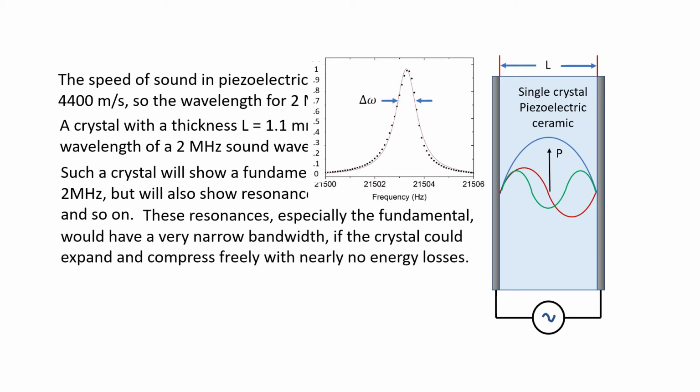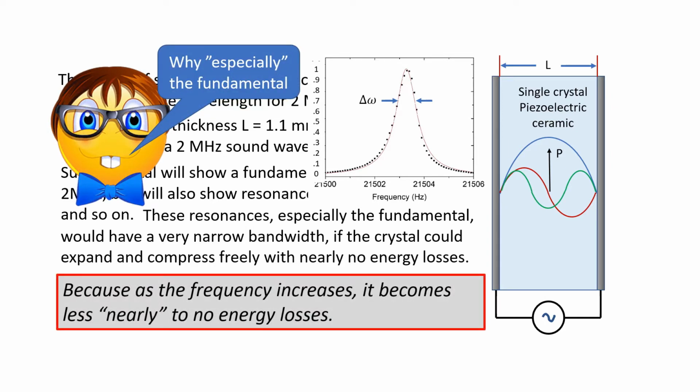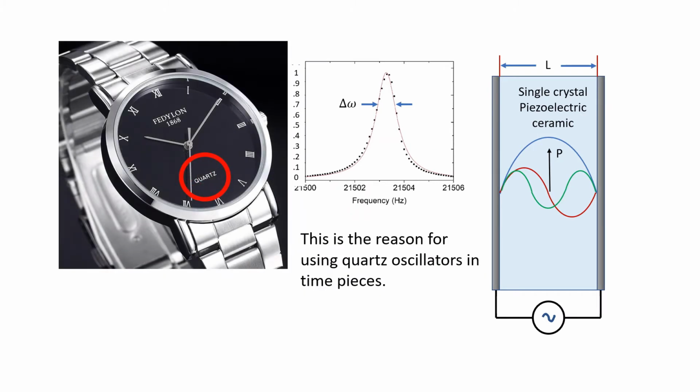These resonances, especially the fundamental, would have a narrow bandwidth if the crystal could expand and compress freely with no energy losses. Why especially the fundamental? Because as the frequency increases, it becomes less nearly no energy losses. This is the reason for using quartz oscillators in timepieces.